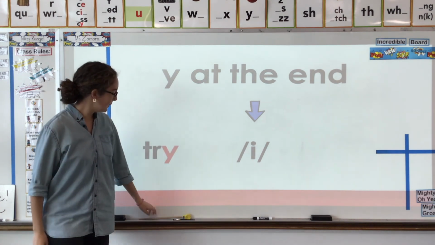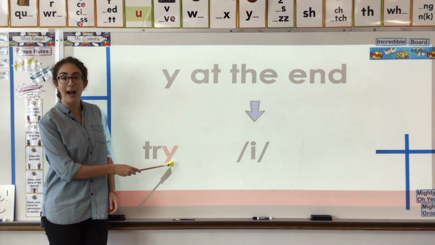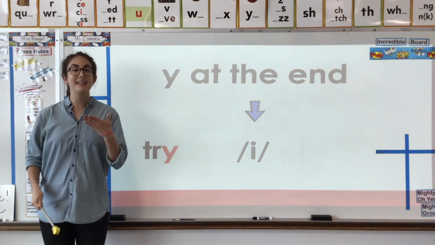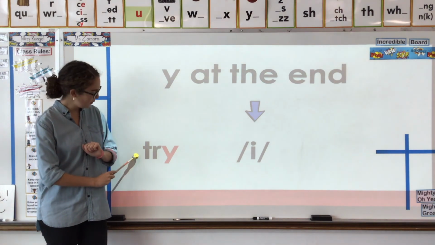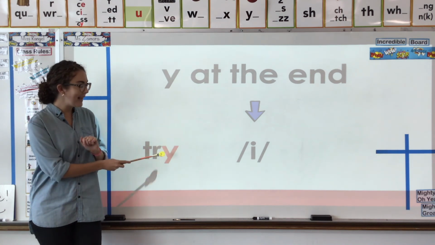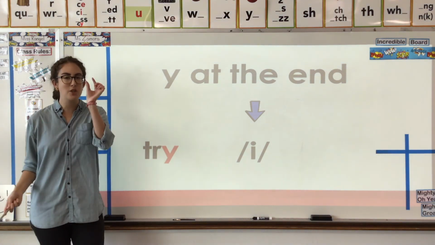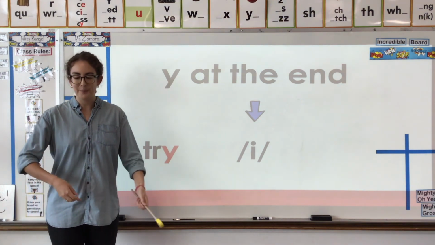Like in the word, try, I, try. The Y is saying the I sound in this word because it's at the end and there's no other vowels in this word. The Y is the only vowel in this short little word, therefore it says the I sound.